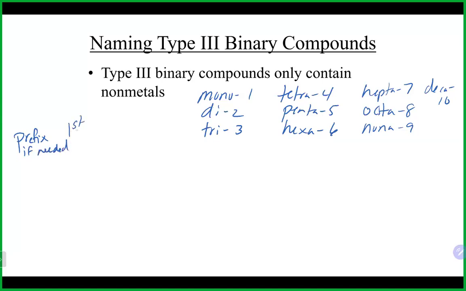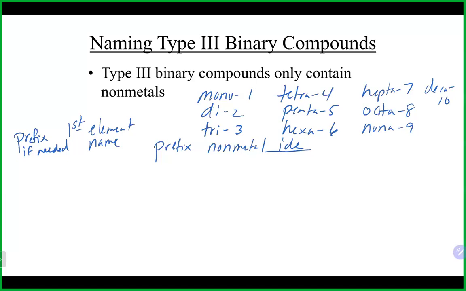And the first element name. And again, you just use the whole element name on the first one. And then the second one gets a prefix. And it's named like everything else we've been doing, which is the nonmetals with the IDE at the end. So prefix on the first one, maybe, and whole name of the first element, prefix on the second one for sure, and IDE ending, just like we've been doing.